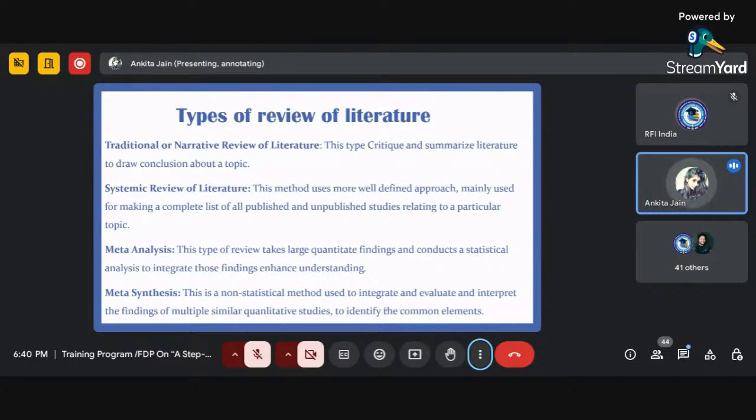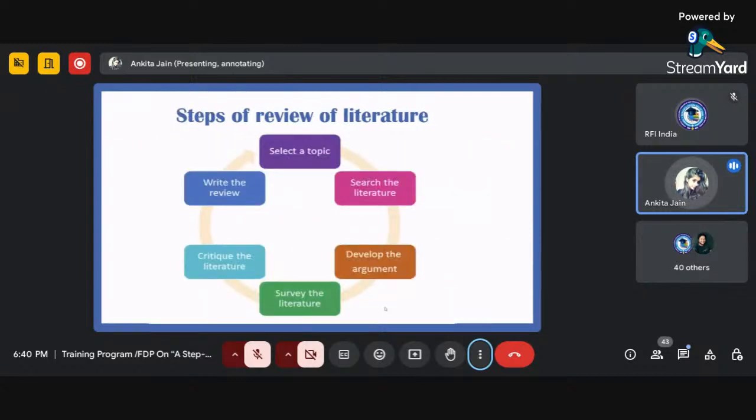In general, most of the time we are using the traditional way of writing it. So that's not the problem. You just have to take into consideration that all the aspects should be covered.